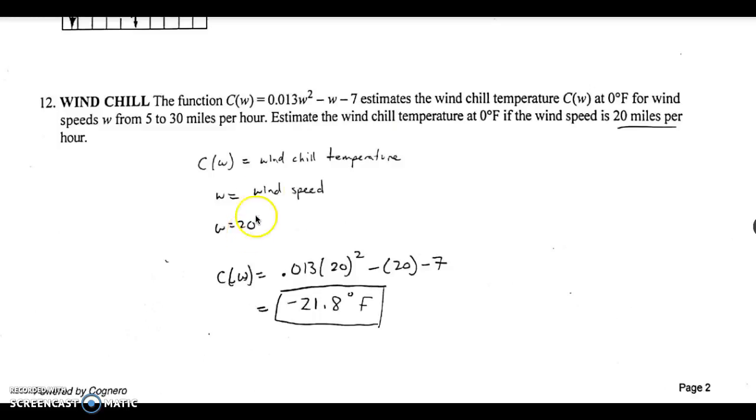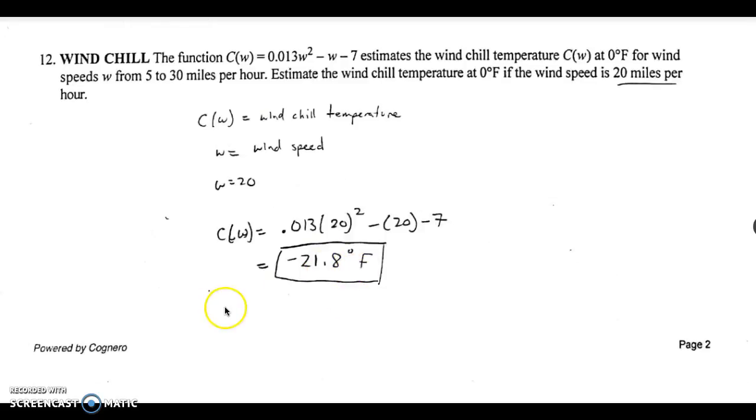So all we really need to do here is take the number 20 and plug it in the equation. You're going to drop this in your calculator. When you do that, you should get negative 21.8. And so the wind chill temperature is negative 21.8 degrees Fahrenheit. That's what the wind chill would feel like. All right, that's the whole quiz for Unit 2, Lessons 1 through 3.